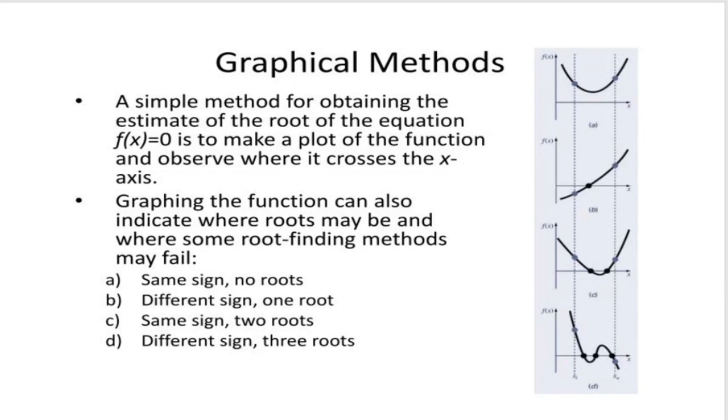And the third graph, what it is showing is f of xl is positive, f of xu is negative, and there lie 3 roots in that range. So this is how we can get an indication as to how many roots may lie in the range we have selected for the search of the root for the given function.